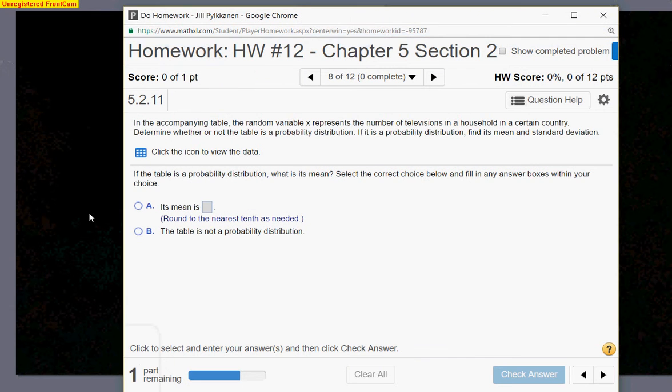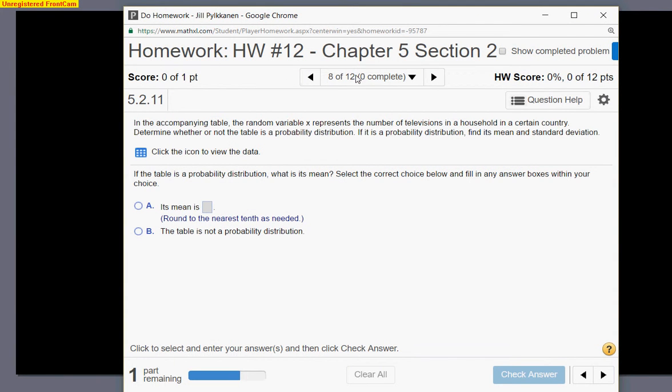So let's do a problem now from homework number 12. I'm pulling this straight up because we're going to use StatCrunch for this problem. It says in the accompanying table, the random variable x represents the number of televisions in a household in a certain country. Determine whether or not the table is a probability distribution. If it is a probability distribution, find its mean and standard deviation.